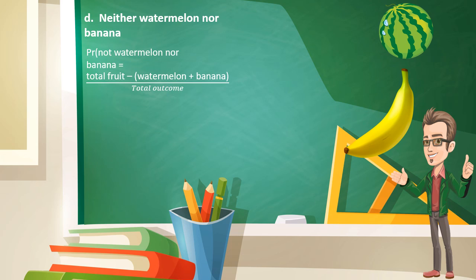From that, we'll have the total fruit, which is 42, minus the watermelon plus banana, which is 6 plus 14, all divided by 42. Now, when we add the watermelon plus banana, we get 20. And subtracting it from the total, which is 42, we'll have 12/42. So automatically, the probability of us not picking a watermelon nor a banana will be 2/7 after breaking them down.